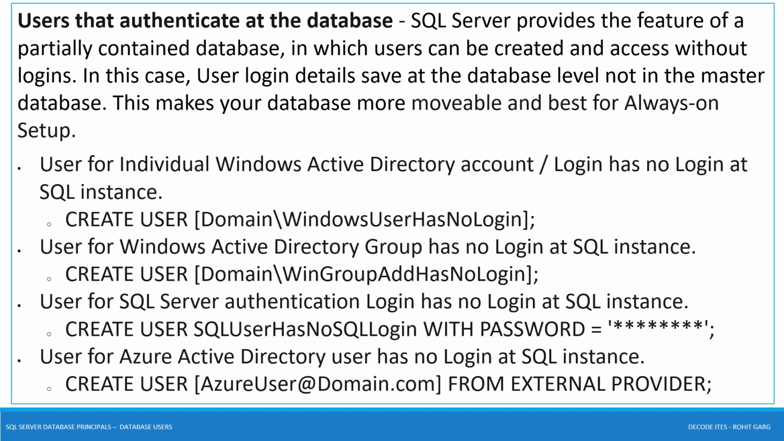The types are: user for an individual Windows account, which has no login at the SQL Server instance. Similarly, user for a Windows Active Directory group, which has no login at the SQL instance. Third is user for SQL Server authentication login, which has no login at the SQL instance. For this one, we have to pass the password as well, because no SQL login is created at instance level and SQL Server needs a password to authenticate this particular SQL login. The last one is user for an Azure Active Directory user, which again has no login at the SQL instance.